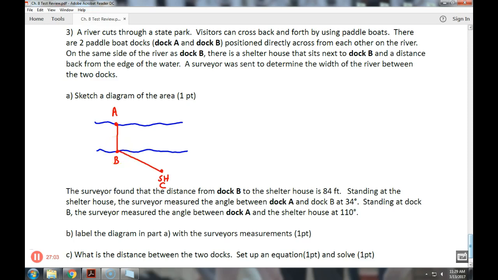So here's my triangle. And we want to find the width of the river, so that's what I'm after. The surveyor found the distance from B to the shelter house is 84 feet. So from B to the shelter house is 84. Standing at the shelter house, the angle between docks A and B is 34 degrees. So this is 34 degrees. Standing at dock B, if the surveyor sweeps the angle from A to C, it says this is 110.